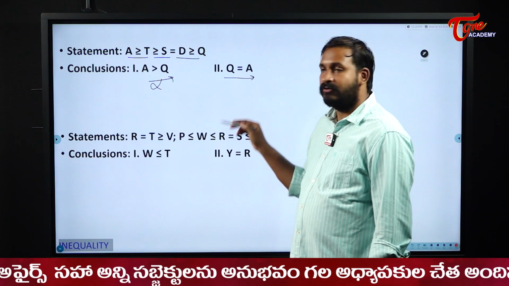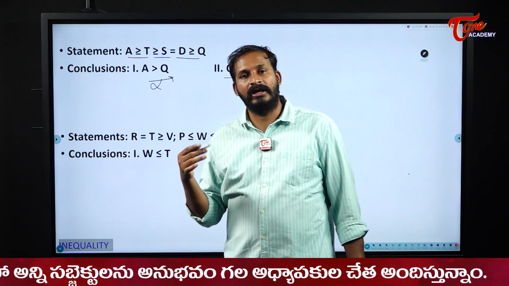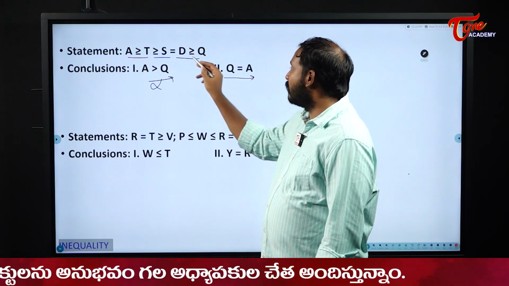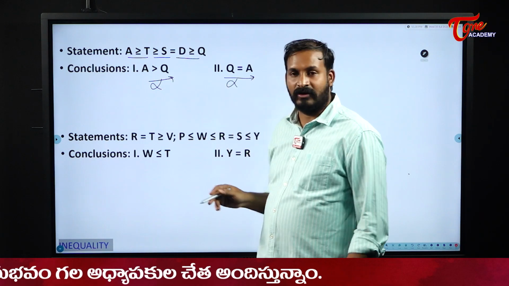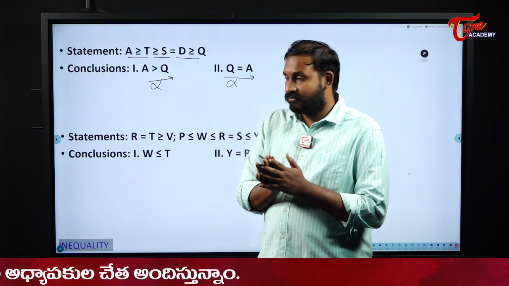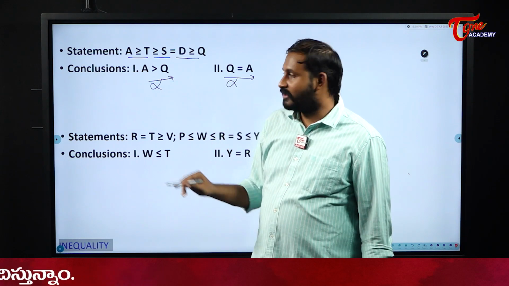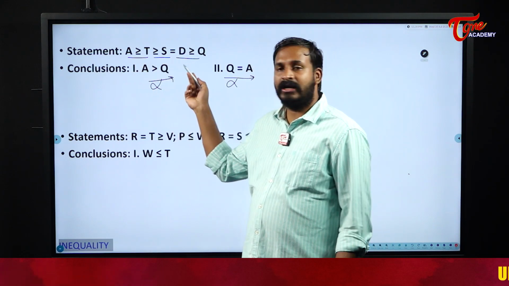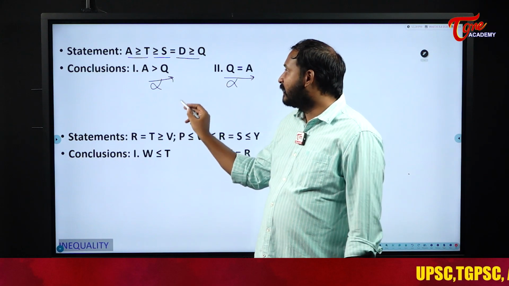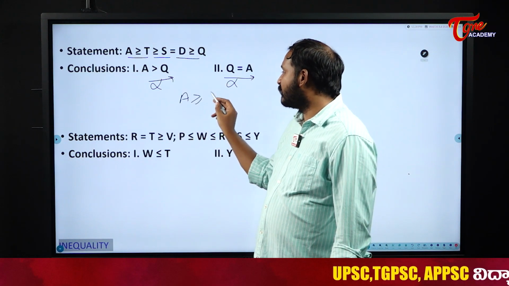Next, Q equal to A. Throughout my journey, I should have what? All equal to only. But I have greater than or equal to, so this one is also wrong. Now I will combine these two. Why am I checking it combinedly? Because there is a chance for either or. Now see here, A is greater than Q or it will be equal to Q, right? Why? Because the actual relation between A and Q is what here?